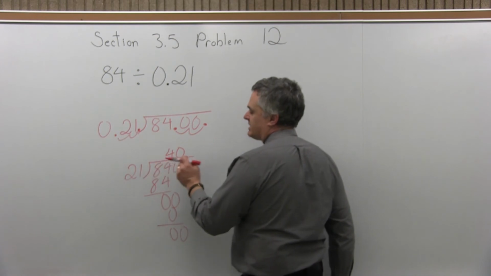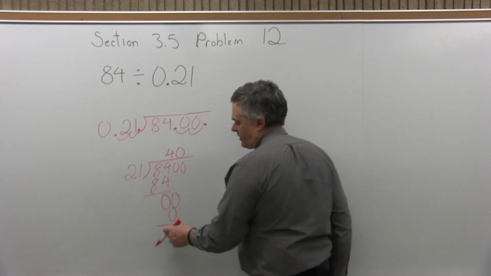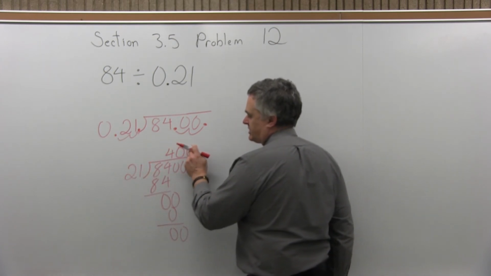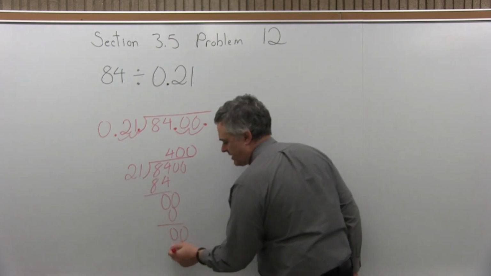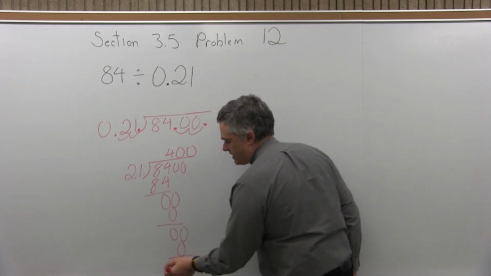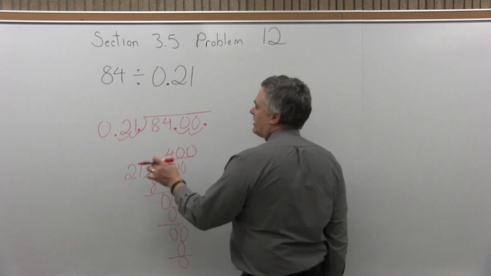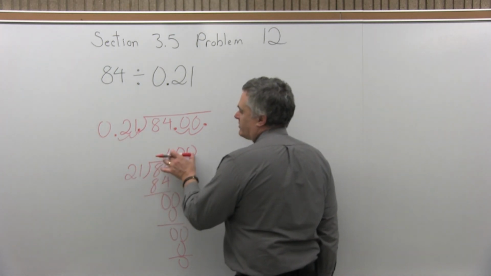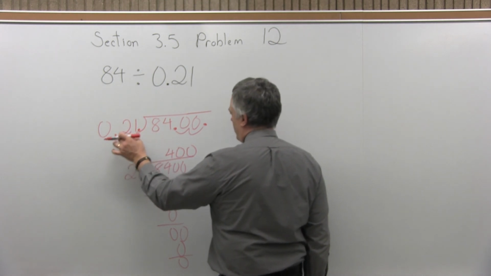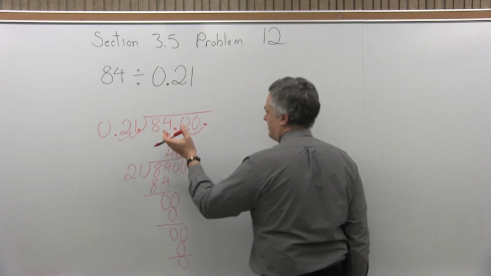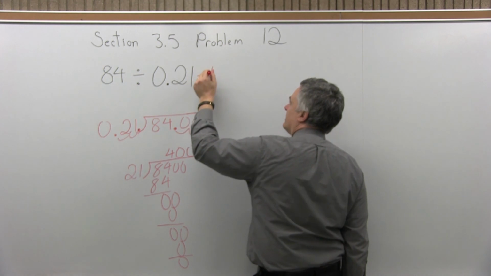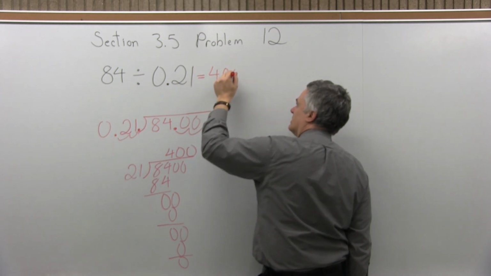There's one more 0 I have to bring down. And now, same process. 0 times 21 will make 0. So put the 0 there. 0 times 21 is 0. Subtract. Remainder is 0. So the answer is 400. 21 will divide into 8,400 400 times. That means 0.21 will divide into 84 the same number, 400 times. So the answer to this problem is 400.